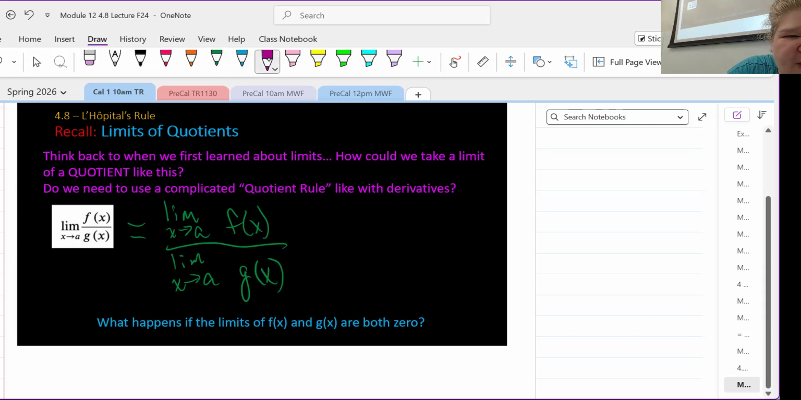But then we have this follow-up question. What happens if they're both zero? So if we get 0/0, it's a moment of panic. What do I do? So usually this indicated do some weird algebra. There's something on the top and the bottom that can cancel out.